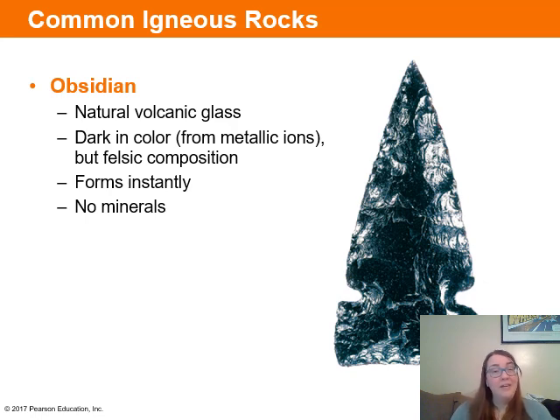Obsidian is probably my favorite igneous rock. This is one that forms instantaneously. Again, that instant part is very important because there aren't any minerals inside of obsidian. It's just a piece of volcanic glass. And obsidian is kind of weird because it's dark in color. But if we were to look at the actual chemistry of obsidian, it's full of silica because it's glass. So it's actually felsic chemically, even though it's darker in color.